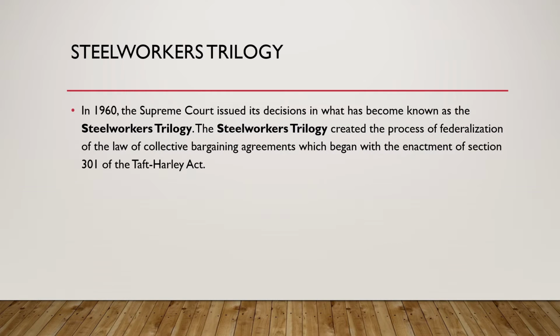Steelworkers Trilogy. In 1960, the Supreme Court issued its decision on what has become known as the Steelworkers Trilogy. The trilogy created the process of federalization of the law of collective bargaining agreement, which began with the enactment of Section 301 of the Taft-Hartley Act.